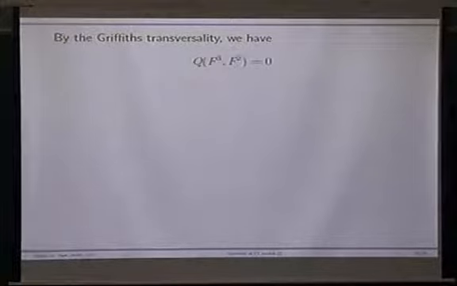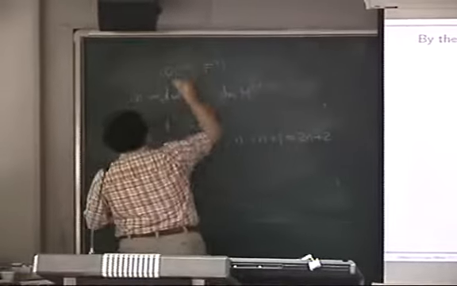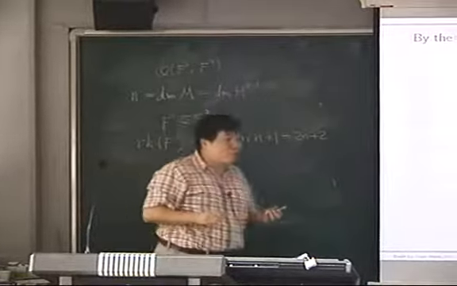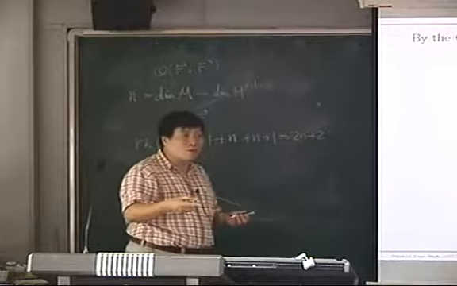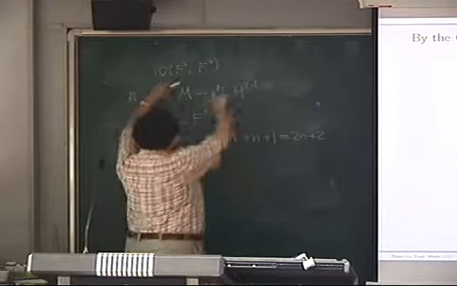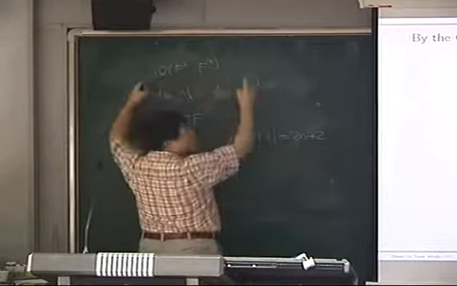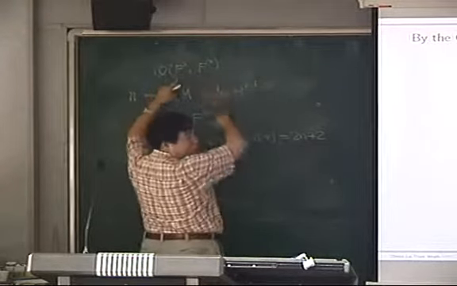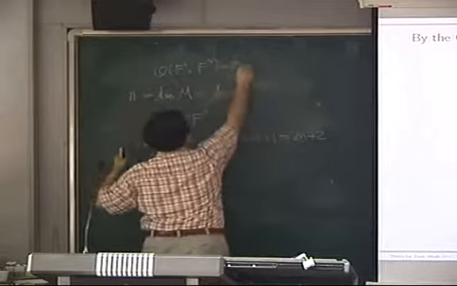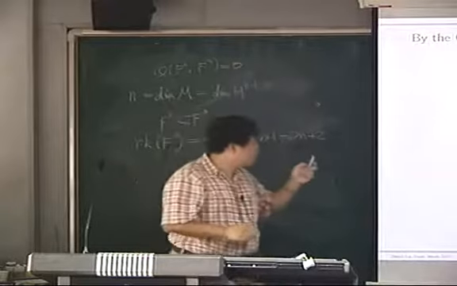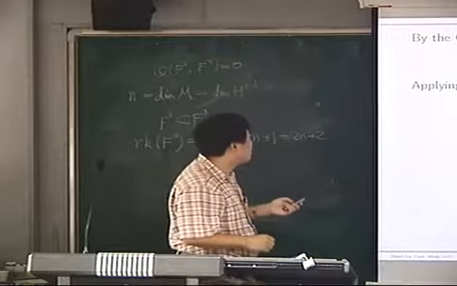Oh, well, this is not Griffiths transversality, because Q of F3, F2, F3 is composed of 3-0 forms, and F2 is composed of 3-0 and 2, maybe 2-1 forms. But no matter what the forms are, their wedge will be 0 because the holomorphic part is always more than 4. Okay, so this is always equal to 0. This does not follow from Griffiths transversality.